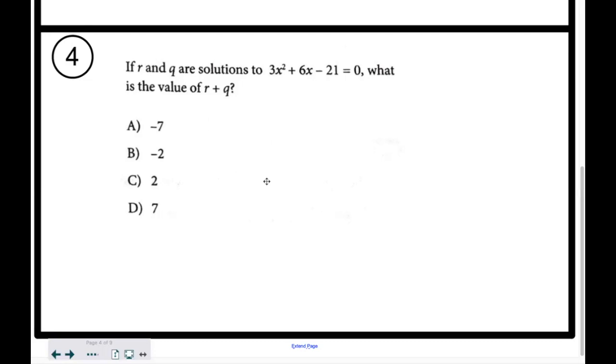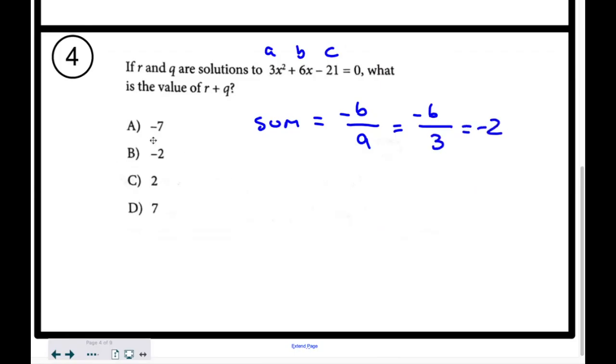But there is a really, really big shortcut here. A good formula to know is that the sum of the solutions of a quadratic is always negative b over a. So in this problem, we have a, b, and c. Negative b is negative 6, and a is 3. That just gives us negative 2. And just like that, we get the answer. So it's a really good formula to know.